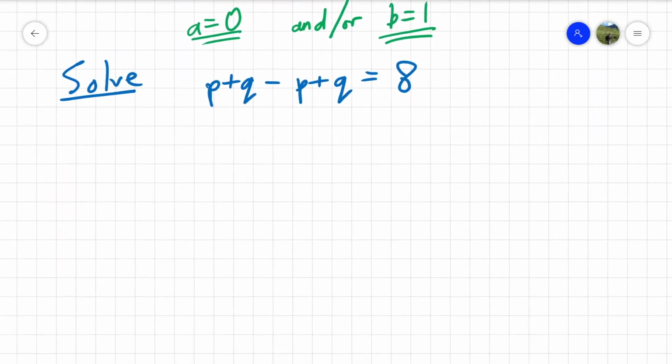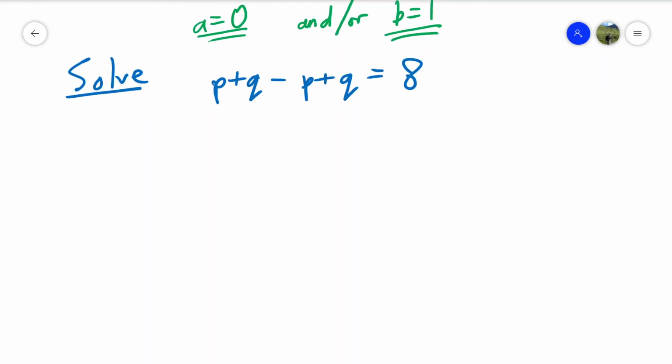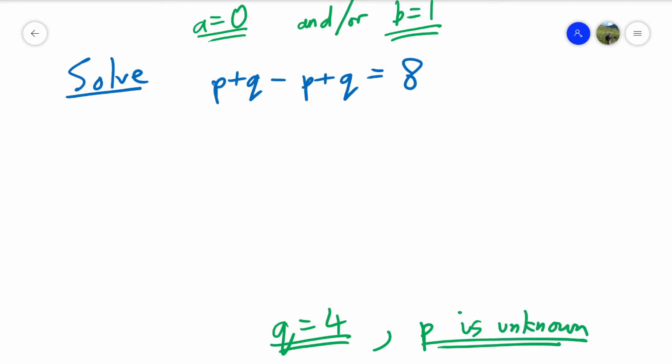Have a go in your own time. The answer is Q equals 4, and you might say for completeness, P is unknown. I'd say something like that. We could say it's not possible, something like that.